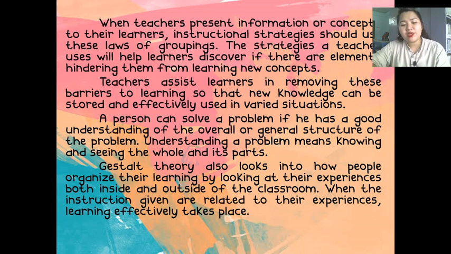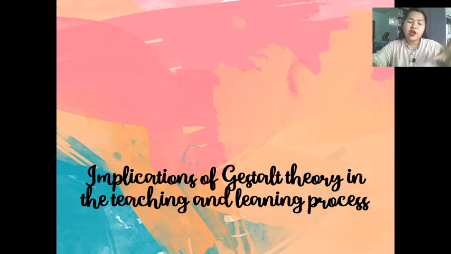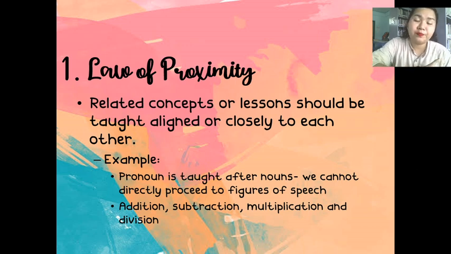When instruction is given related to their experiences, then learning effectively takes place. So here are the implications of Gestalt theory in the teaching and learning process. First is the law of proximity. Di ba, meron tayong 4 na parang major groupings. So first, proximity. Kung kanina, we used images or pictures or shapes to represent each grouping, ngayon naman, ang i-discuss natin, how these groupings are implied or used in a classroom setup or in the teaching and learning process.